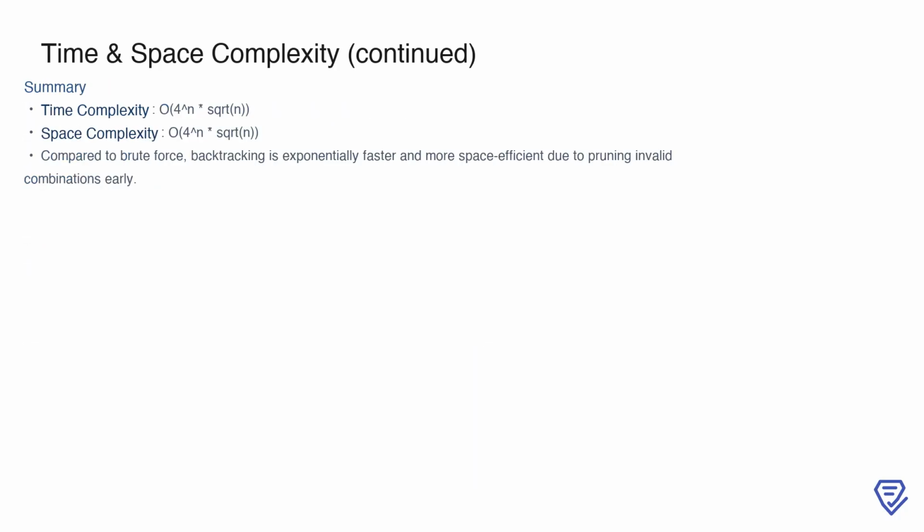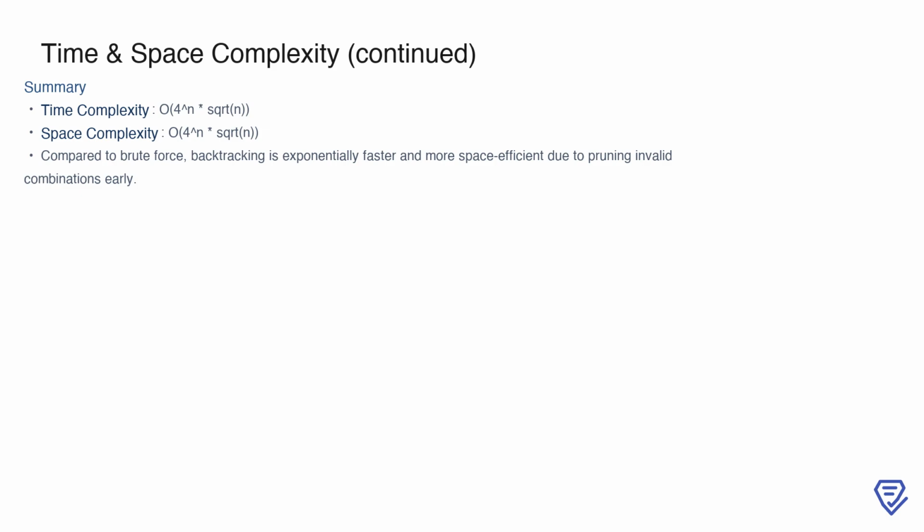To summarize, the time complexity of the generate parenthesis function is O(4^n * sqrt(n)), and the space complexity is also O(4^n * sqrt(n)). This is a dramatic improvement compared to the brute force approach, where the time complexity is O(2^n * n). The backtracking method achieves this efficiency by pruning invalid combinations early and limiting the generation of sequences to only those that are valid. This makes backtracking exponentially faster and more space efficient, making it a highly effective solution for generating valid parentheses combinations.